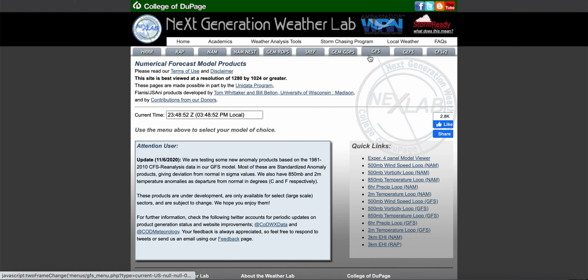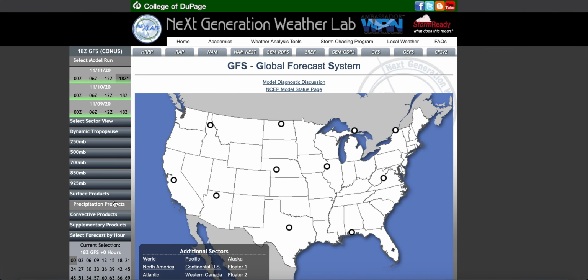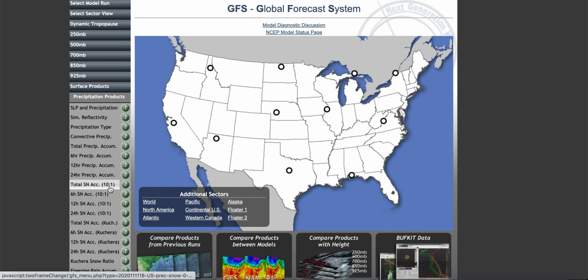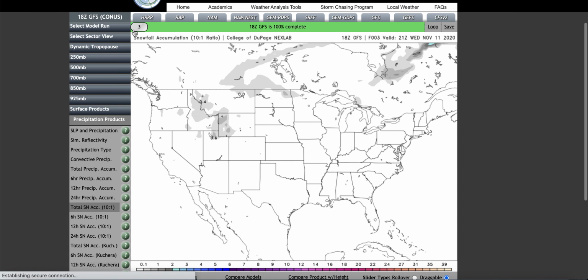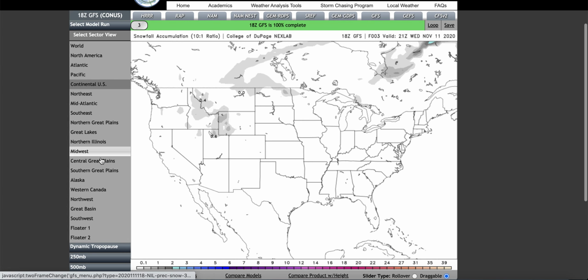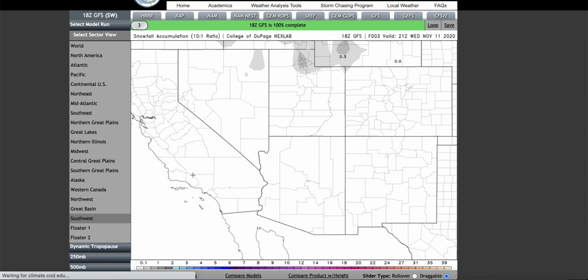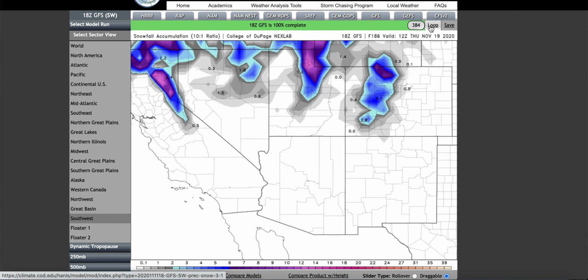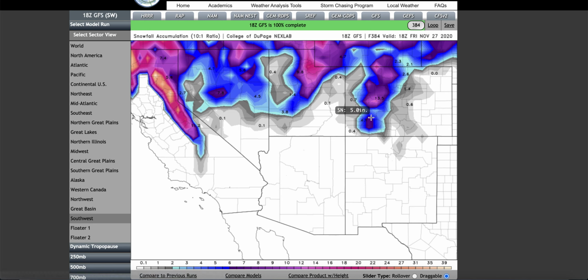So resolution essentially means, if I'm going to click on this and go to precipitation products, total snow accumulation, this is for the entire continental U.S. Or actually, I'll zoom in. I will select sector view. I'll run over this in a sec, but let's say I go to the end, right? So this is by November 27th. How much snow are they going to get?